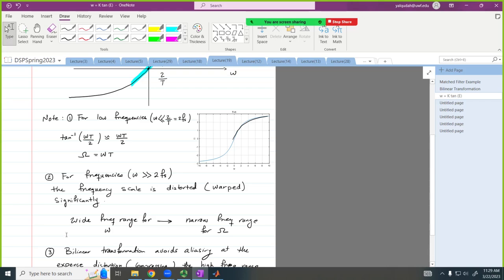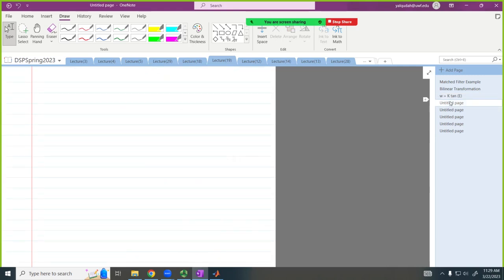So therefore, if we're going to use this method, we have to correct for this distortion that is going to happen at high frequencies. And the way we do that is we're going to correct for the warping that's going to happen because of this transformation. And to do that, we're going to pre-warp the pass band and stop band frequency.